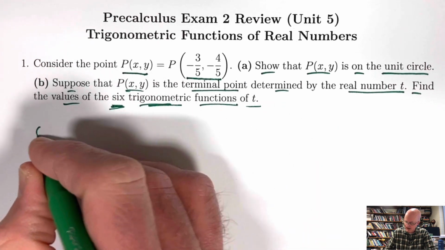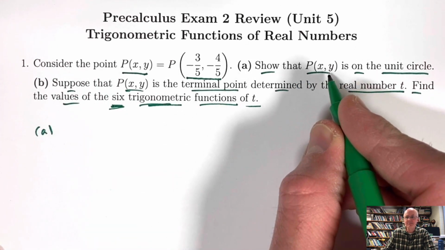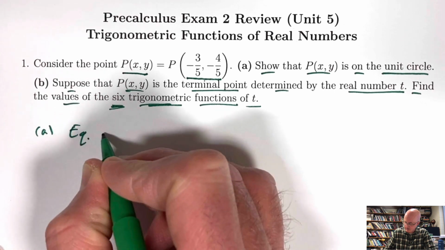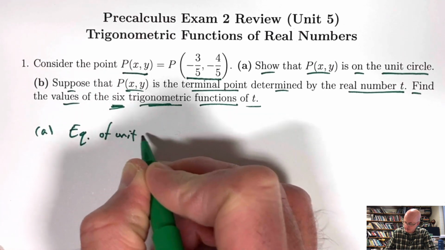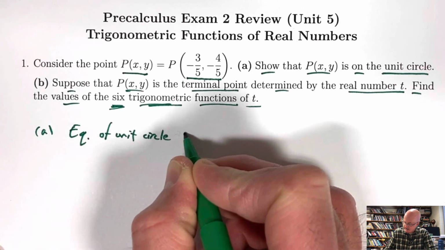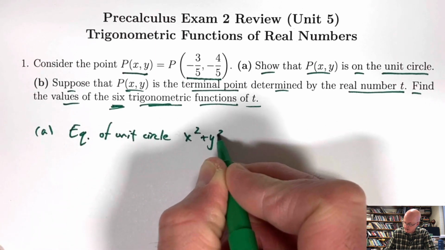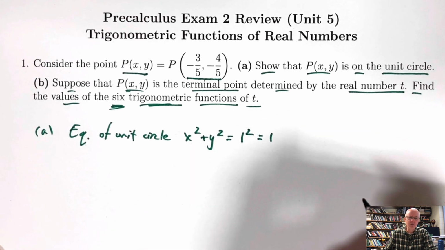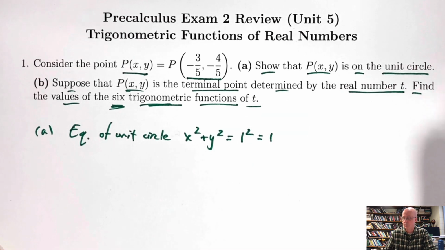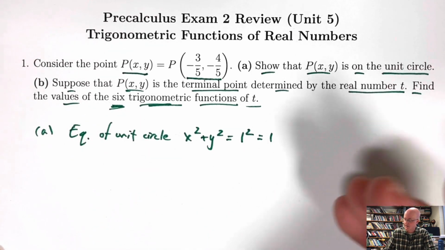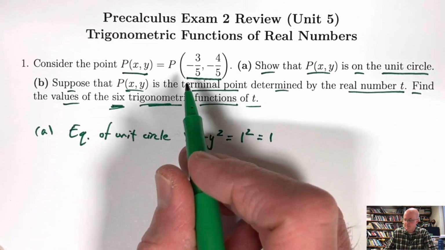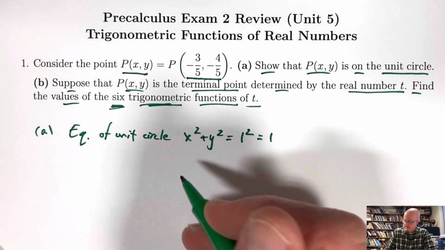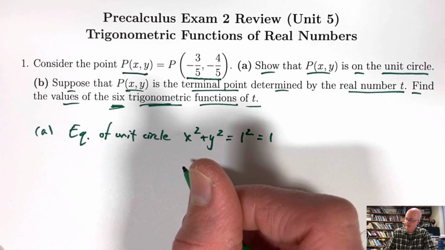All right, part A, to show that this point is on the unit circle, I need the equation of the unit circle. The equation of the unit circle is x squared plus y squared equals 1 squared, which is 1. Where does this come from? It's the Pythagorean theorem, or if you prefer, the distance formula, which is related to the Pythagorean theorem. To show this point with these rectangular coordinates is on the unit circle. That's a circle of radius 1, by the way, centered at the origin.